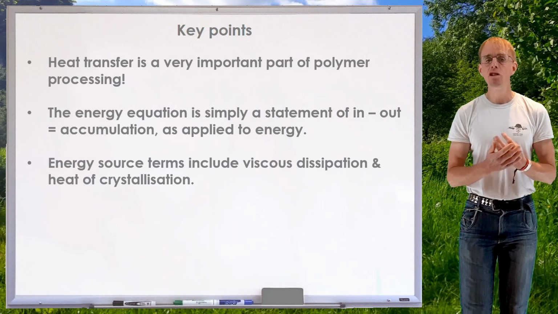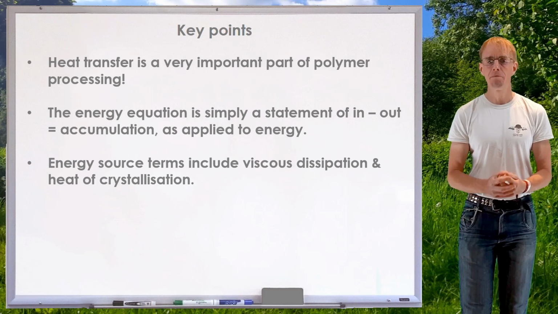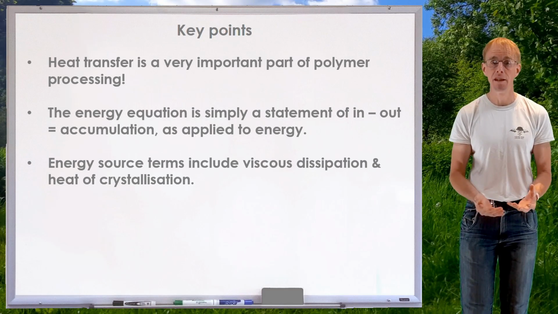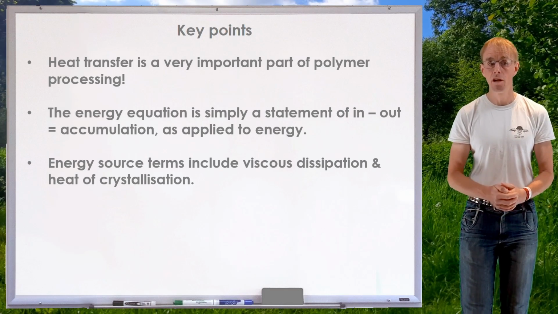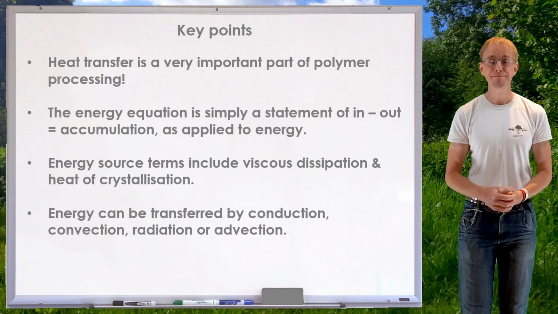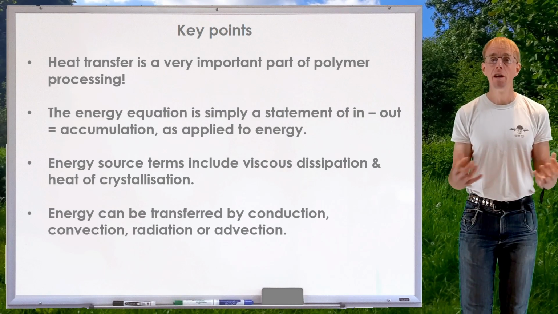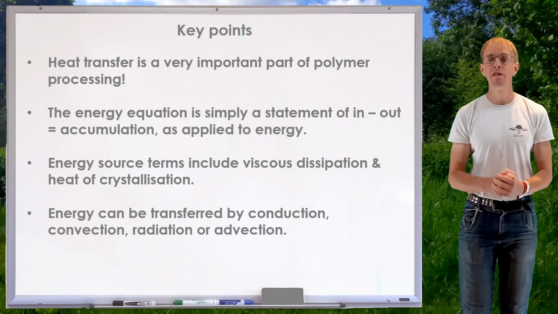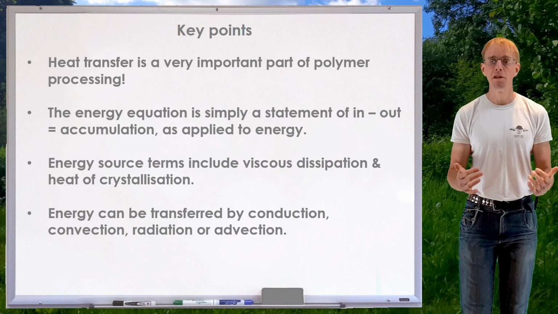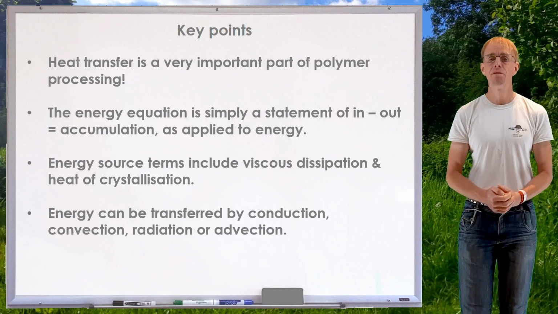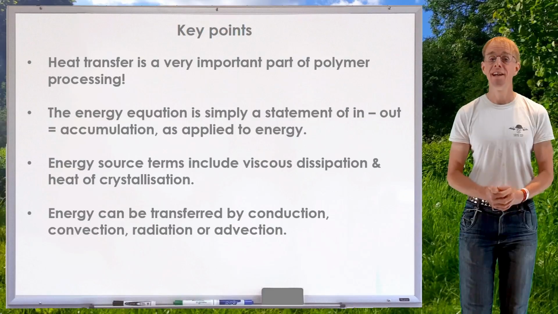We need to think about energy source terms on a volumetric basis. These can include things such as latent heat release, heats of crystallization, or viscous dissipation. The energy transfer from one part of a material to another occurs by flux-based means, and it can be conduction, it can be convection, it can be radiation, and it can be advection.